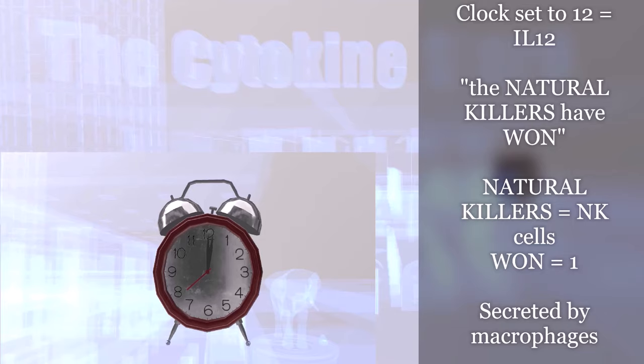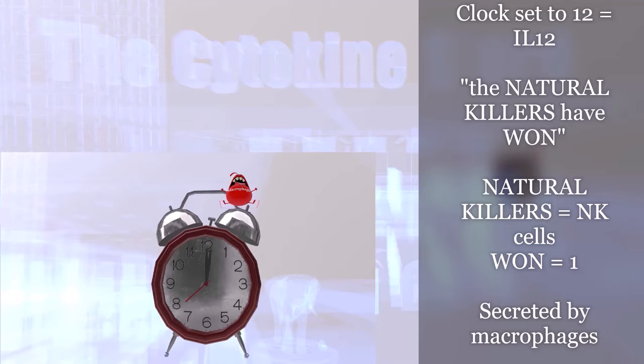Let's take a look at what this clock was saying. Natural killers have won. Natural killer for natural killer cells, and have won for Th1. This reminds us of the two functions of IL-12. It activates natural killer cells, and it promotes differentiation of Th1 cells.